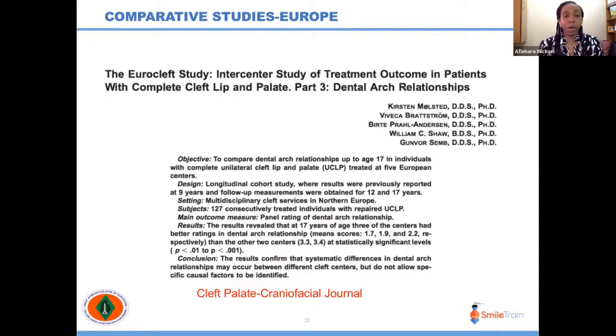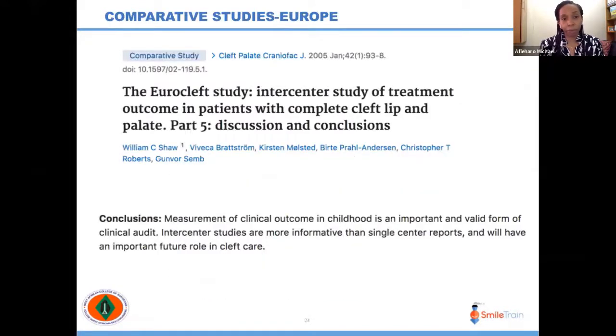So this is how other teams have actually come together and used available standards to improve the quality of their cleft care. So the Eurocleft study was a 5-part study. To conclude, in their 5 parts, they noted that measurement of clinical outcome in childhood was not only important, but valid for clinical audits. Secondly, they identified that inter-center studies provided more information than single-center reports.